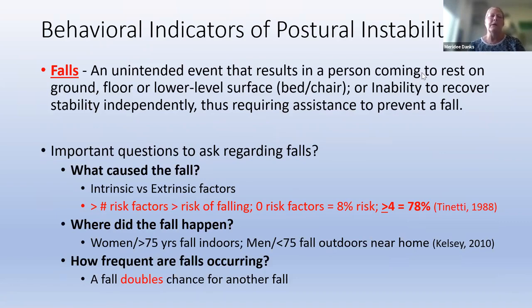So a fall is an unintended event, and it usually will result with the person coming to rest on the ground or floor, but they may catch themselves on a chair or a couch or the bed. So it's when they have lost their balance and they end up on another surface.